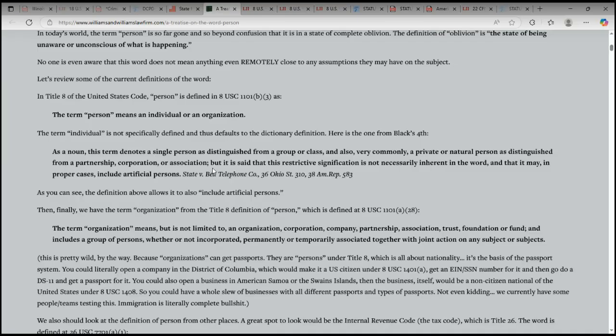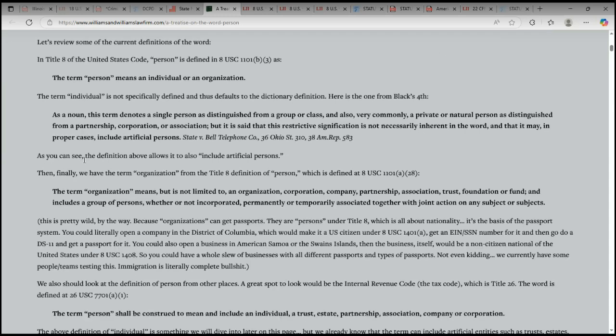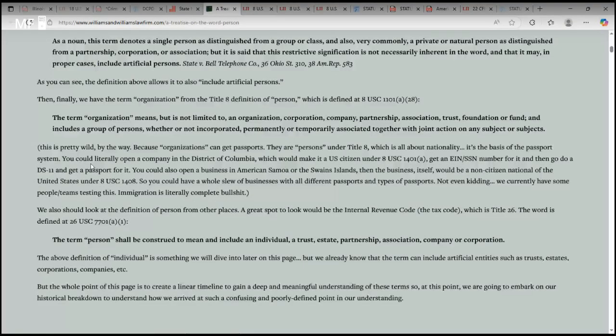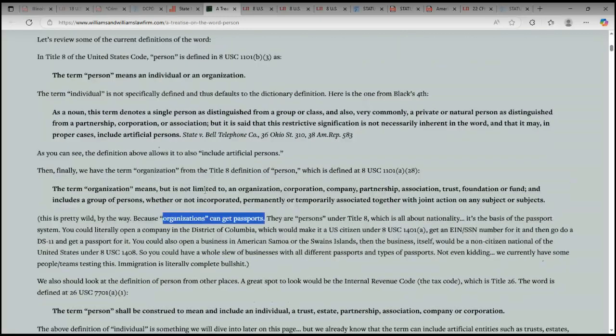So even though he could do this, he's forcing a definition to mean what he believes it means. He's not letting the information take him to the meaning. He's forcing it, right? So now he uses Black's Law Dictionary to go along with this. As you can see by the definition above, it also includes artificial persons, right? Organizations. Then finally, we have the term organization, and from the Title 8 definition of person, the term organization means, but is not limited to, an organization, corporation, company, and so forth, right? So now he goes, this is pretty wild, by the way, because organizations could get passports. He's reading Title 8 and saying now they could get passports.